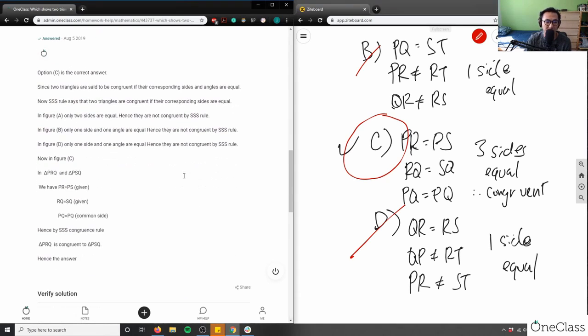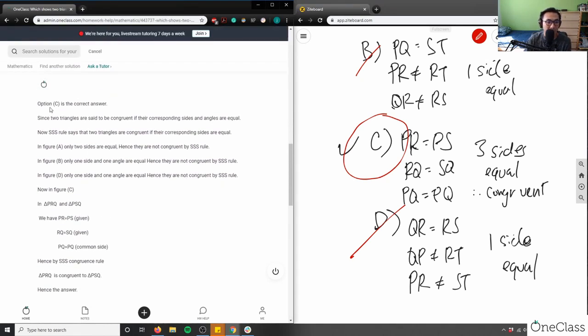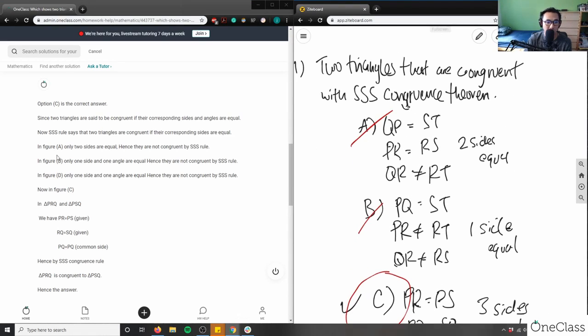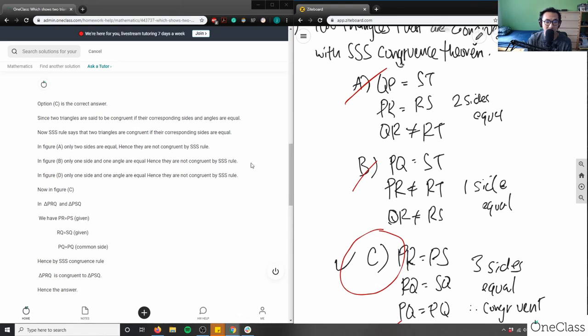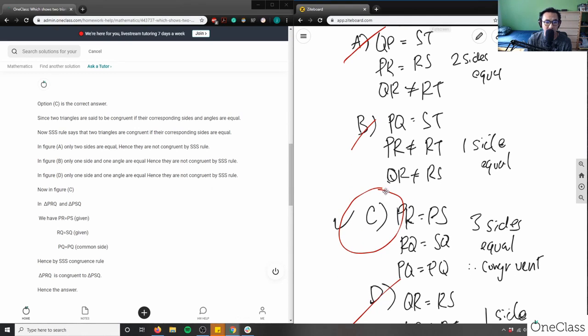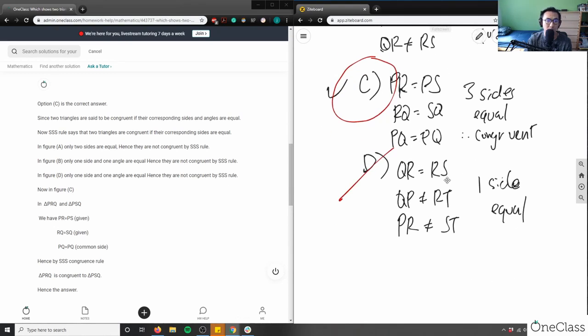So let's see if they got the same answer here. Option C is the correct answer. Since two triangles are said to be congruent, their corresponding sides and angles are equal. SSS means that two triangles are congruent if the corresponding sides are equal. All sides have to be equal. So in figure A, only two sides are equal, so not congruent. Only one side is equal in the other. In figure D, only one side and one angle are equal.